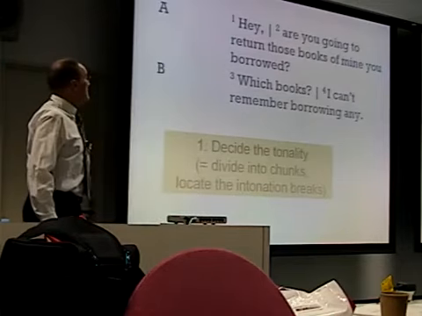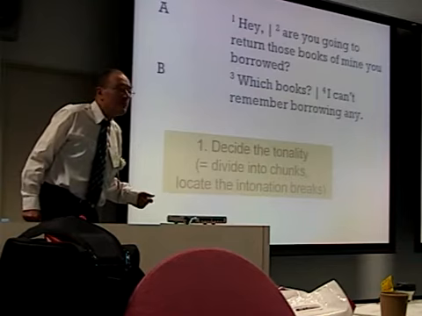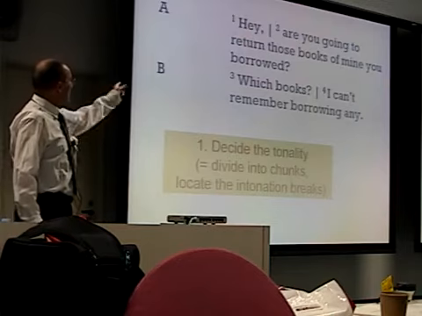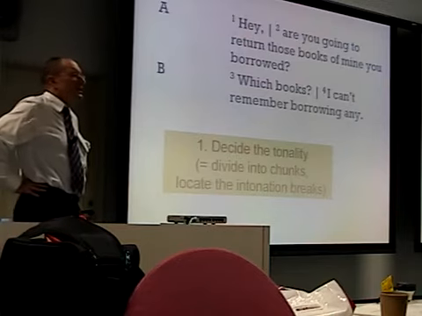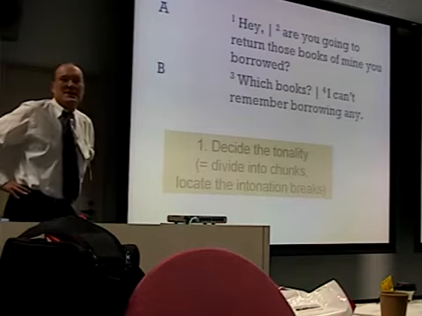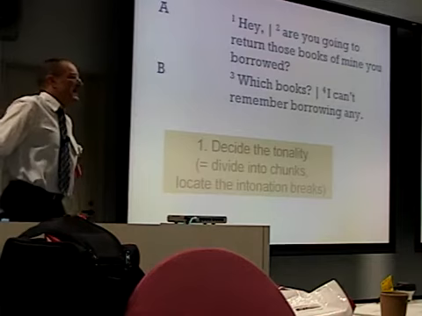Well, what we're going to say is, are you going to return those books of mine you borrowed? Books is going to get the nucleus. And now in number 3, where's the nucleus going to go? This is easy. Books is given, isn't it? Books is repeated. So the nucleus goes on which, unless we're Spanish.